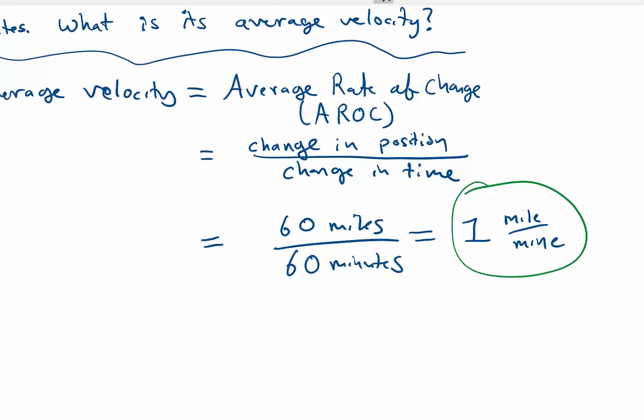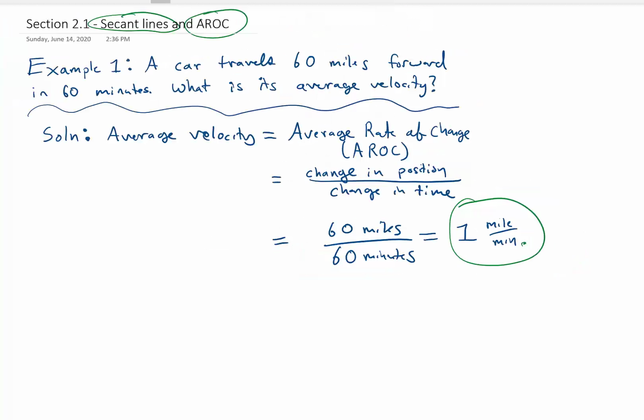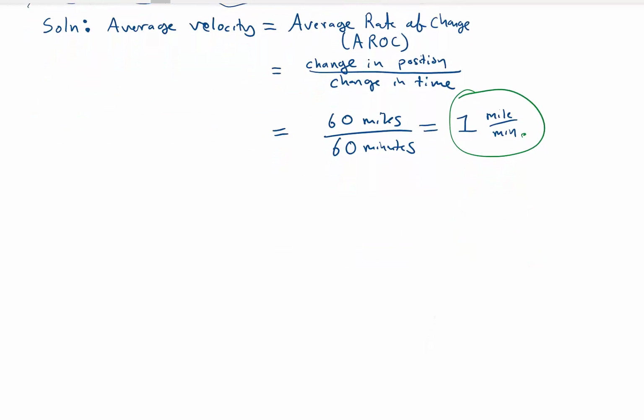So, just to be clear, it's not saying that the car was going 1 mile per minute the entire time. What it's saying is that on average it was going 1 mile per minute. So sometimes it might have been going faster, sometimes slower. And it turns out that this concept of average rate of change is more general and can be applied to many types of functions, in fact. So I'm going to show you another example that involves an actual function.